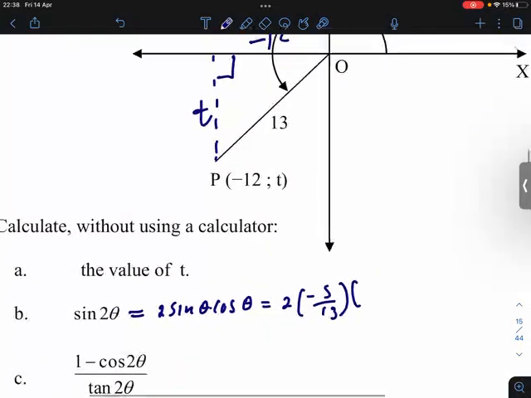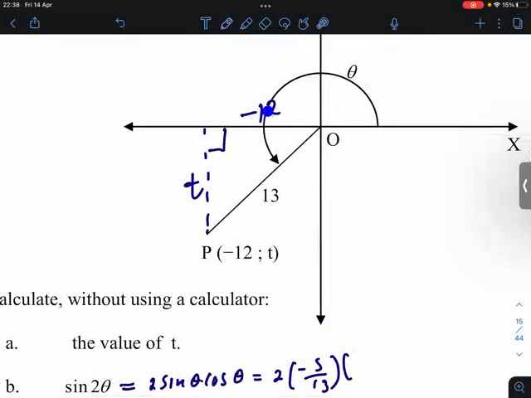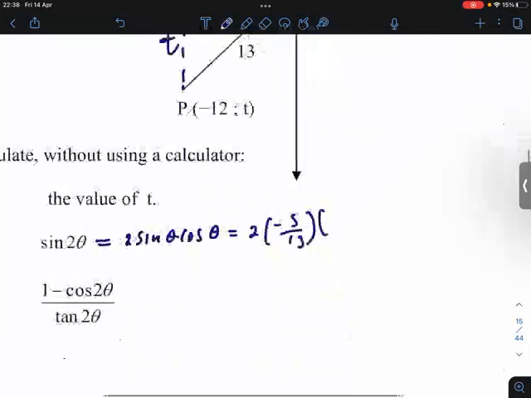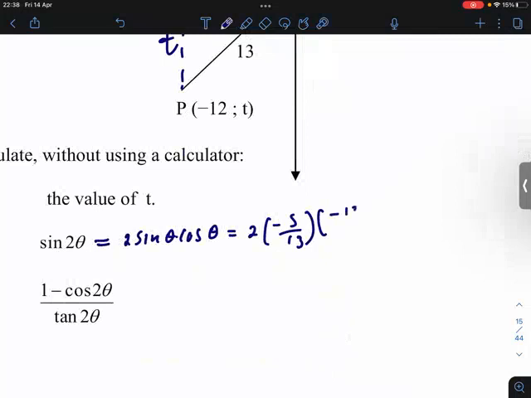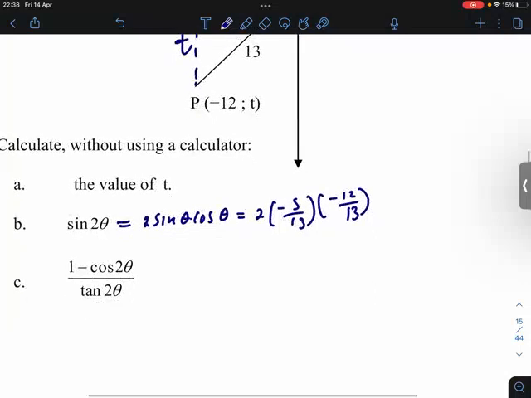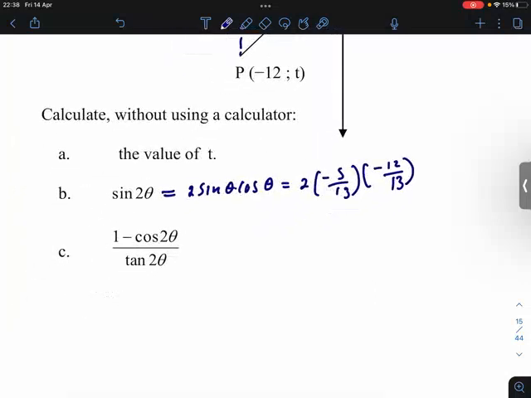What is cos theta? Adjacent over hypotenuse. That is -12/13. Are you happy there, guys? Yes, sir. And then this one, how do we do this one?